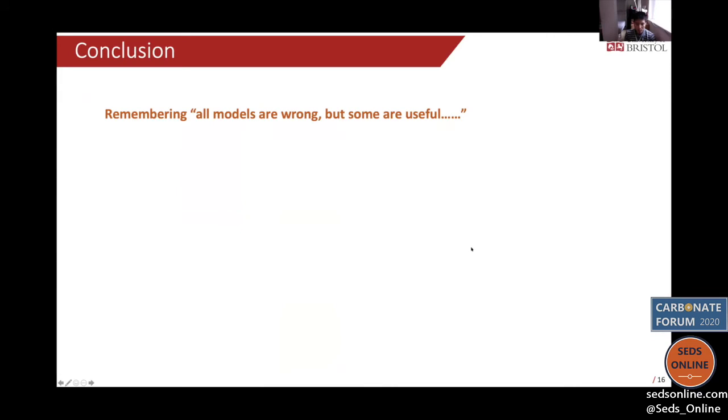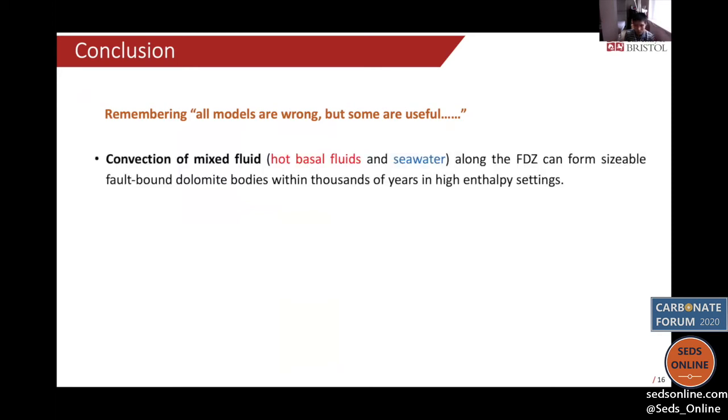So to summarize, there are four key take-home points for you. First, the convection of mixed fluid along the faults can form sizable fault-bound dolomite bodies within thousands of years in a high entropy setting, with seawater providing critical magnesium and heat from the basement allowing relatively rapid dolomitization.